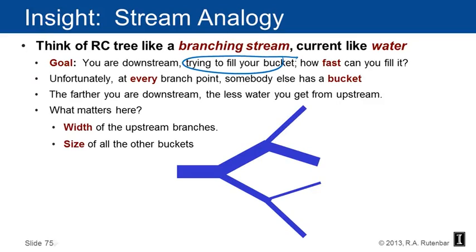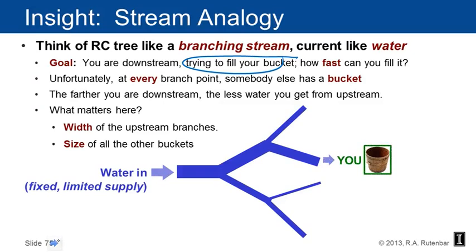Now, unfortunately, at every branch point, somebody else has a bucket. And so the farther you are downstream, the less water you can get. Right? So just to sort of draw this, there's water going in. It's a fixed supply up at the mouth of the river, the source of the river. And there you are with your bucket way, way down at one of the ends of the branch points of the river. And unfortunately, everybody else at each one of those branch points has a bucket. And so the water that's going in, that's a fixed, limited supply, is filling up everybody's bucket.